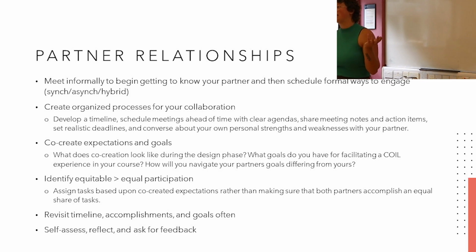So I would suggest answering some of these questions here for yourself first before even talking with the partner. What goals do you have for facilitating COIL? And then how will you navigate with your partner if their goals are different than yours?